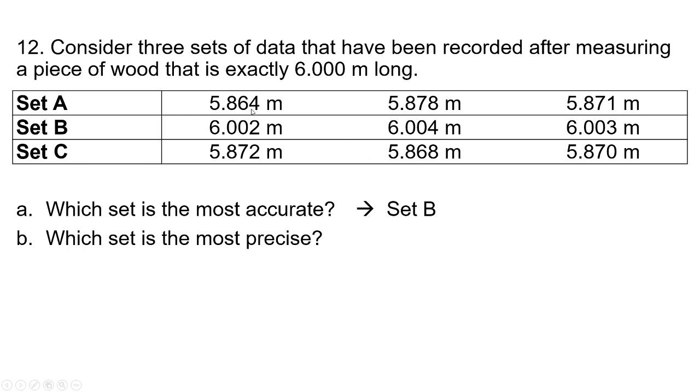So if we look at set A, this value ranges from 0.864, 0.878, 0.871. They vary in about 0.014, so that's a pretty big variation with regards to what our precision is. If we look at this here, they only vary by 0.002, which is very, very precise. Here, they vary by about 0.004. So this has a greater variation, even though it's very close, than set B. So set B is going to be more precise.